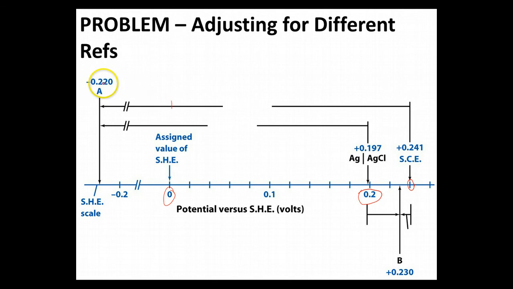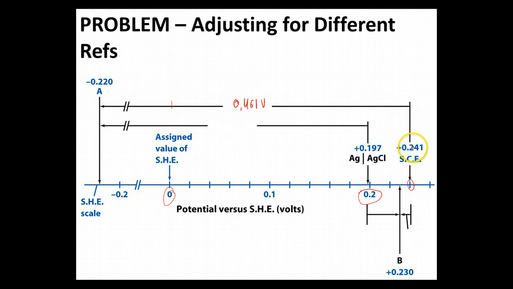So I'll have my negative 0.220. I'll add that with my 0.241 to get a distance apart. So we don't care about the sign anymore. You'll see that that's going to give us 0.461 volts.